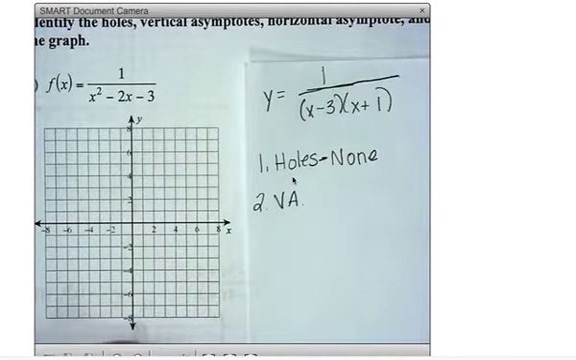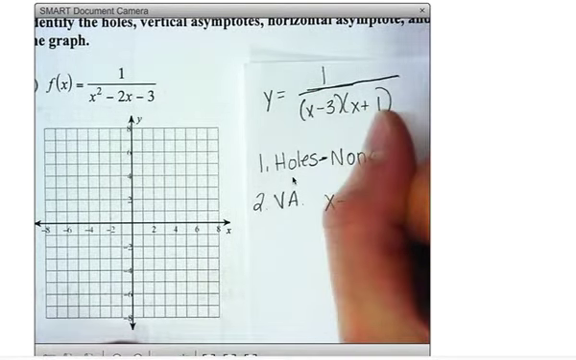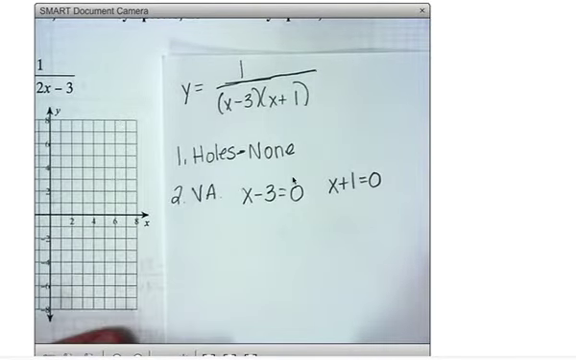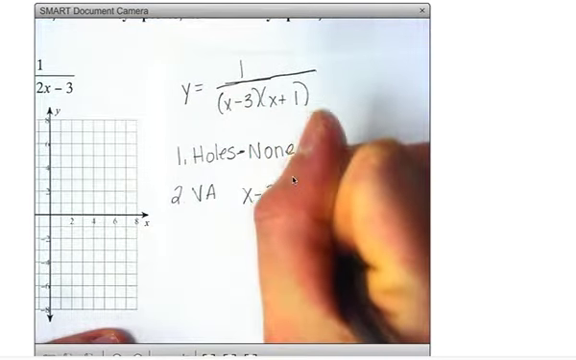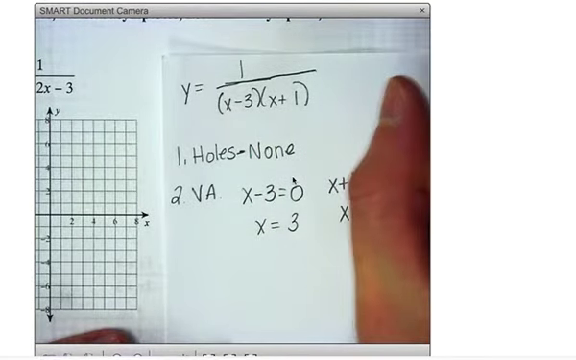Where do those come from? From the bottom. You set the bottoms equal to 0 and solve. So set whatever you have left on the bottom. Why do I say whatever you have left? Because if it's a hole, it's not an asymptote as well. So where are my asymptotes? X equals 3 and x equals -1.